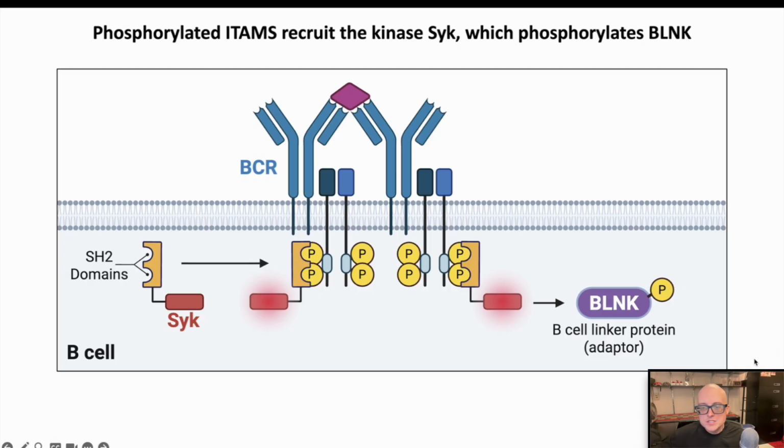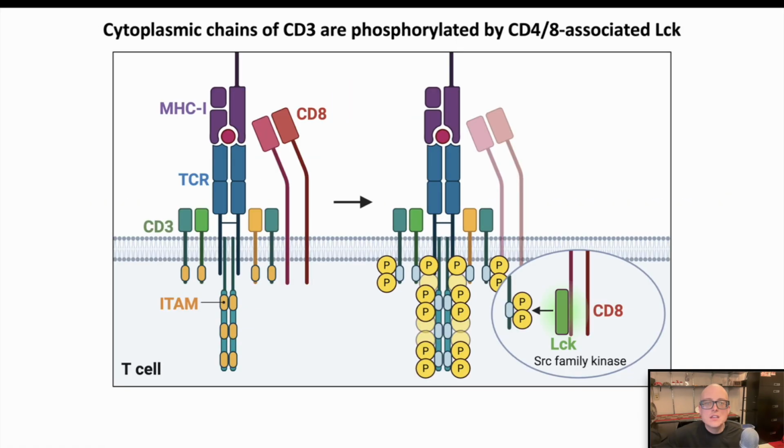But from here, I just want to say that you'll see a similar process play out in T cells, where we activate a Syk family kinase through its association with phosphorylated ITAMs, and then that Syk family kinase is going to activate an adapter molecule, which in B cells is known as BLNK, and then the adapter facilitates further downstream signaling. So now that we've walked through that in the context of a B cell, let's look at similar processes as they play out in T cells.